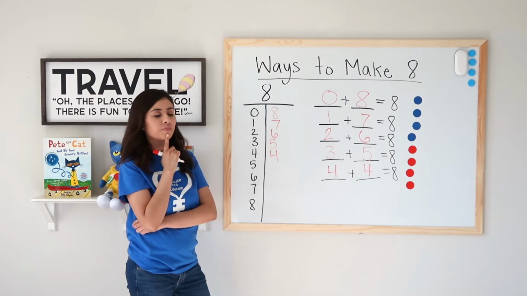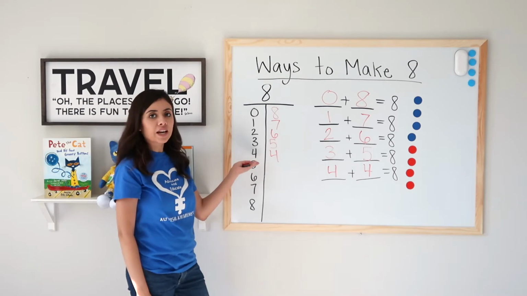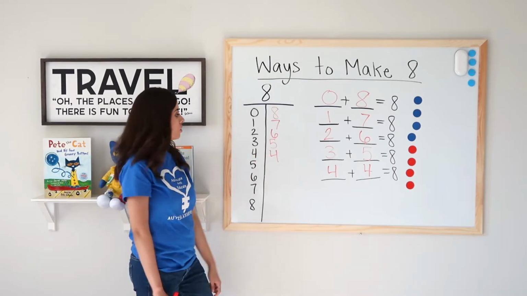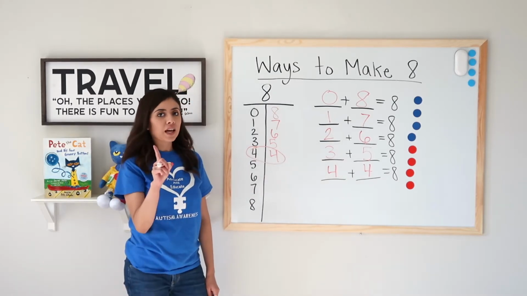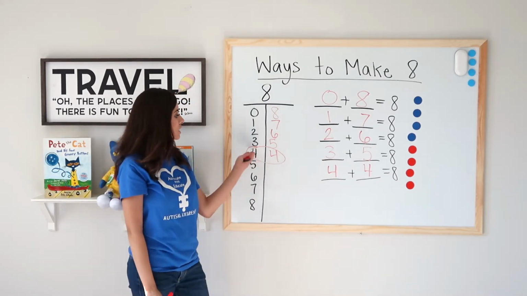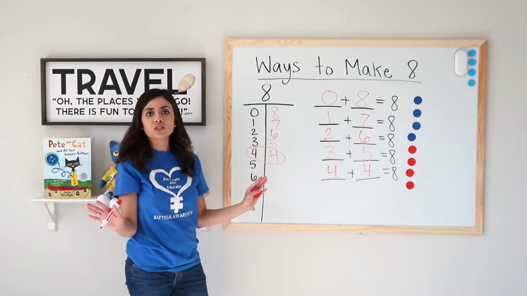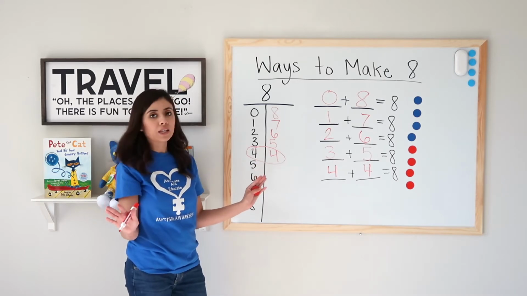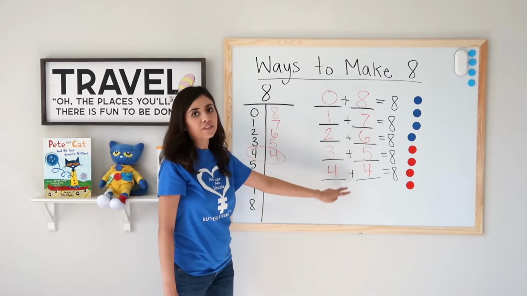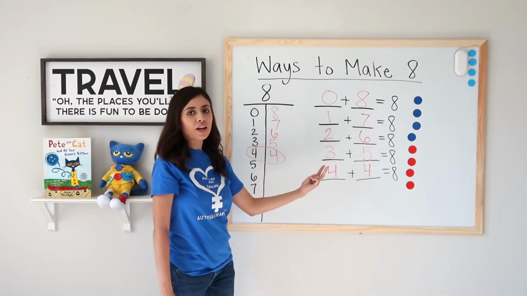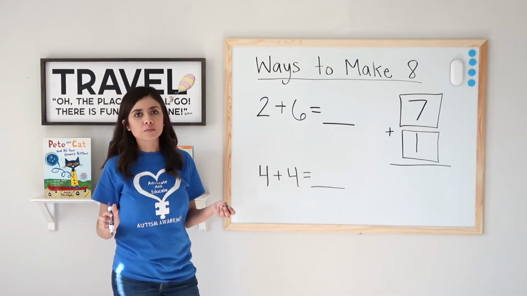Very nice. I was about to move on to my next number, but what do you think I noticed? I noticed that I have the same number on this side as I do on this side, right? 4 and 4. Those are the same numbers. Isn't that one of our secrets? When I have the same number on this side as this side, that means I'm done, right? I don't need to check for any more ways to make 8. Now the only other ways I will find are the same ones I have here, only flipped, all right? Very good.